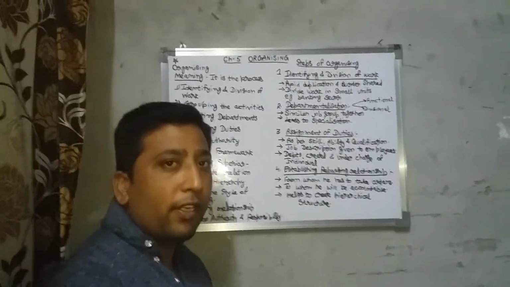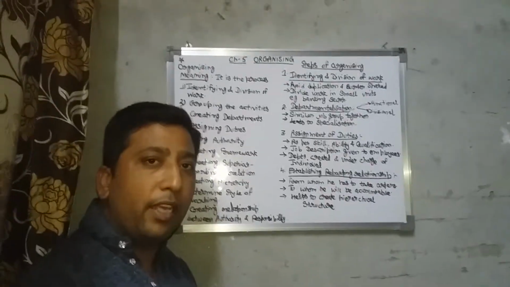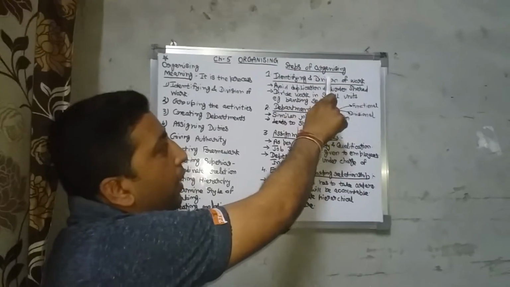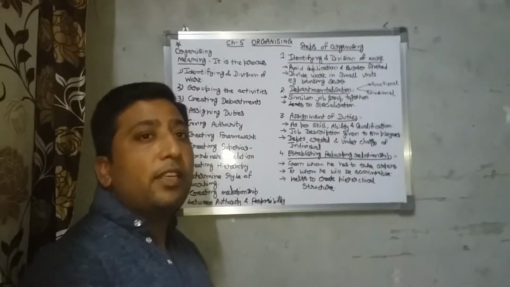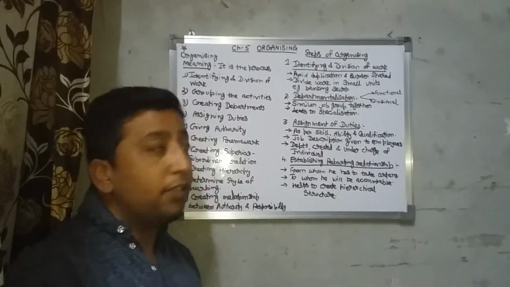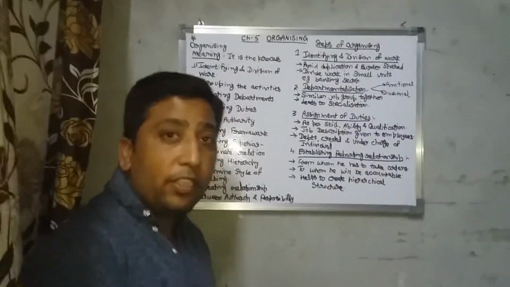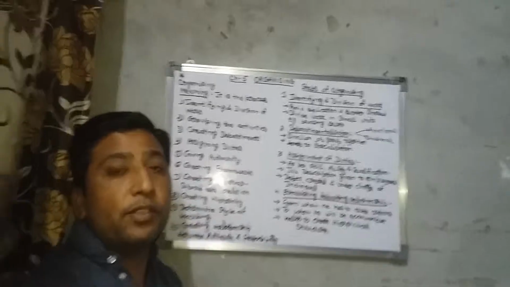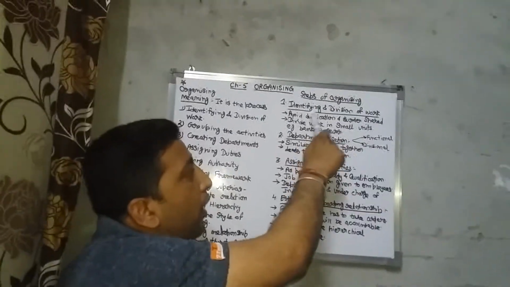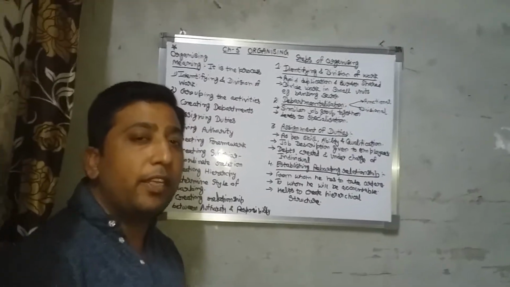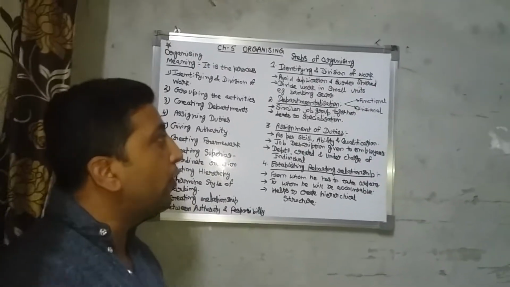Now the steps of organization. There are various steps involved in the process of organizing. First is identifying and division of work. In organizing, you have to identify the jobs and divide them into smaller units. That unit is called a job. For example, you have to avoid duplication and the burden has to be reduced. The burden is divided among the employees as well.